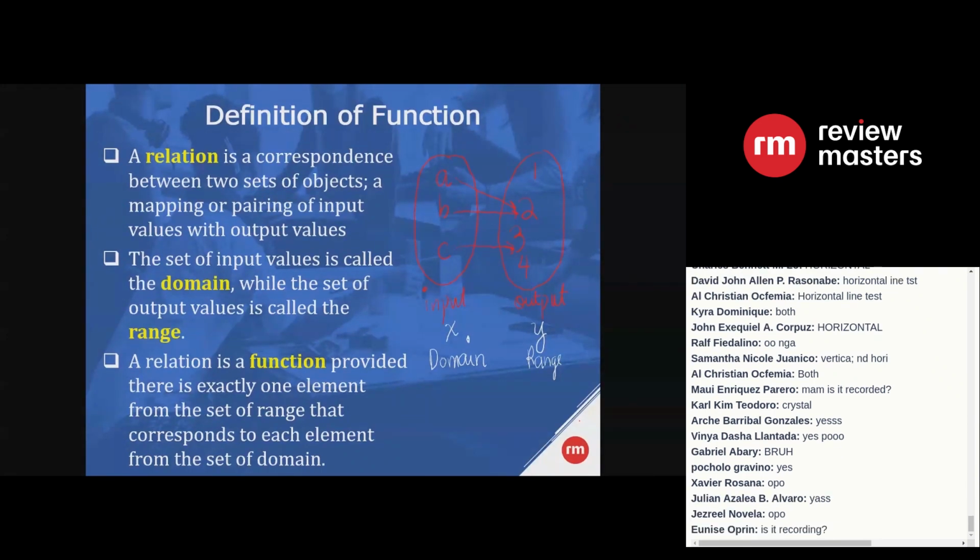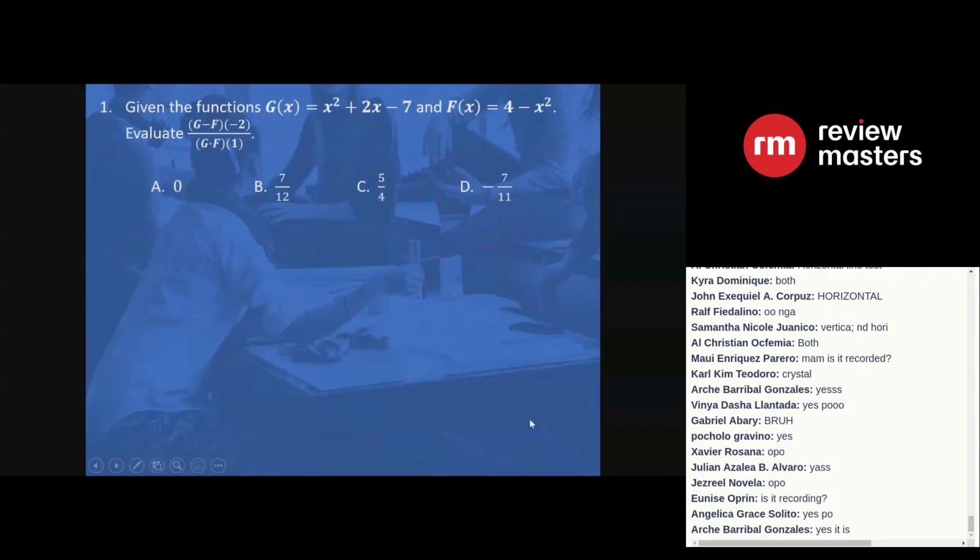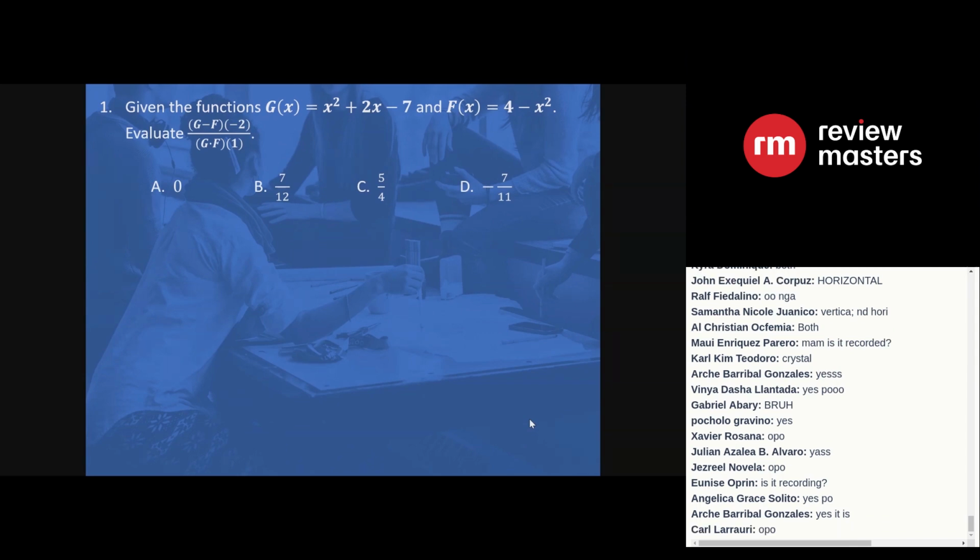Okay, let's proceed to question number 1. Question number 1 involves two concepts. Number 1 is operations of functions, and number 2 is evaluation of functions. So for number 1, you have two functions, g and f. G is a quadratic function defined by x squared plus 2x minus 7. F of x is a quadratic function as well, defined as 4 minus x squared.